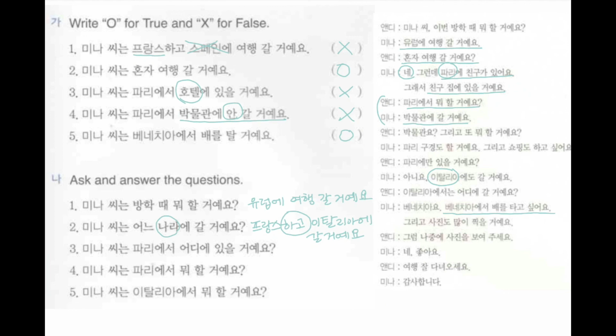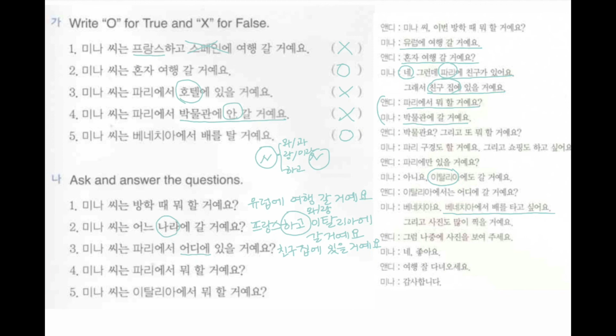Of course, instead of 하고, you can say 프랑스와 이탈리아에 갈 거예요. 프랑스랑 이탈리아에 갈 거예요. Isn't it? So when you link nouns, you can use 와 or 과, 랑 or 이랑, 그리고 하고. 자, number three. 미나 씨는 파리에서 어디에 있을 거예요? Where will she be in Paris? 어디에 있을 거예요? 친구 집에 있을 거예요. At a friend's, isn't it? 친구 집에 있을 거예요.